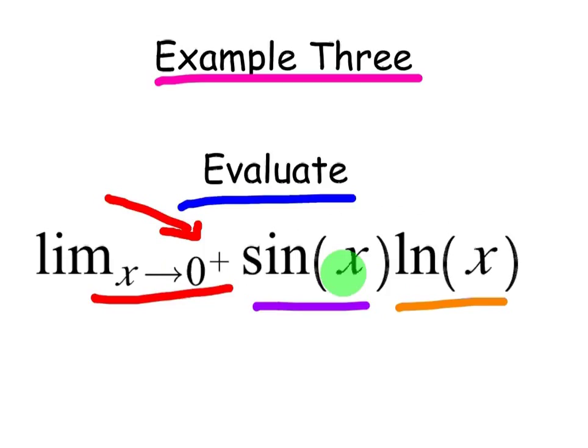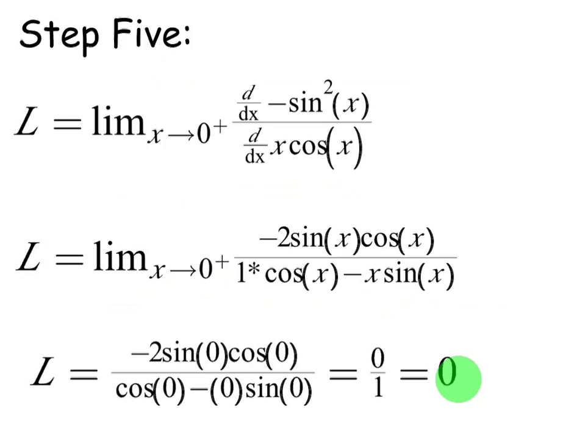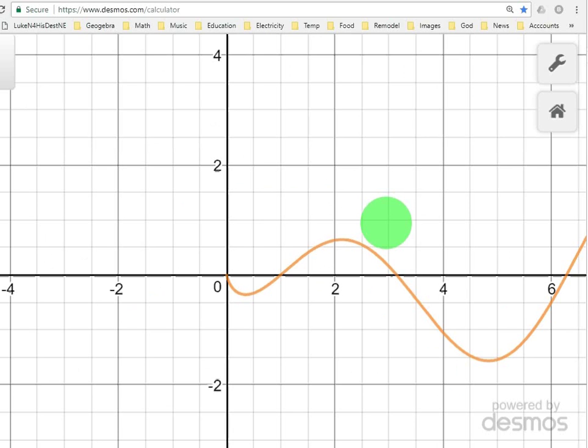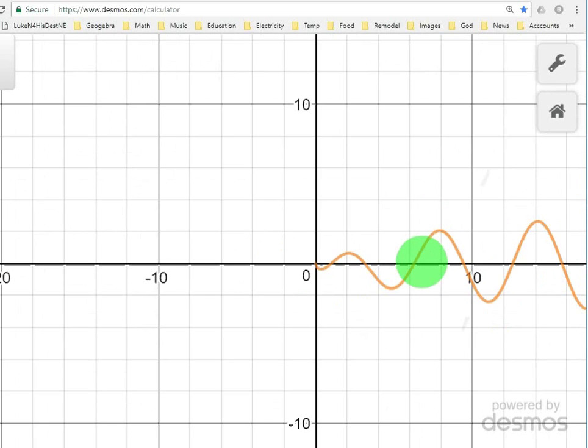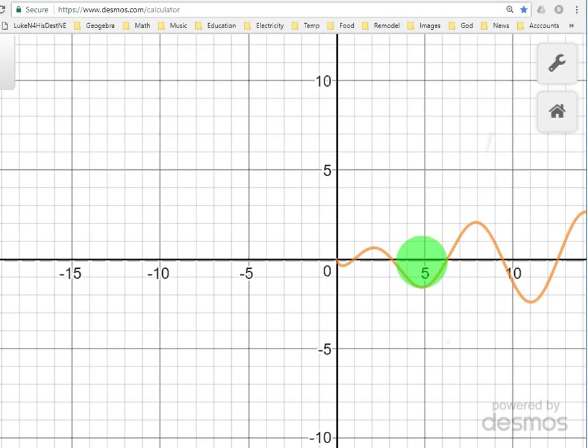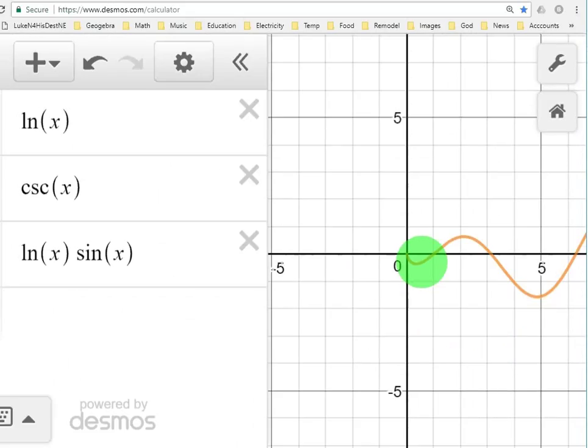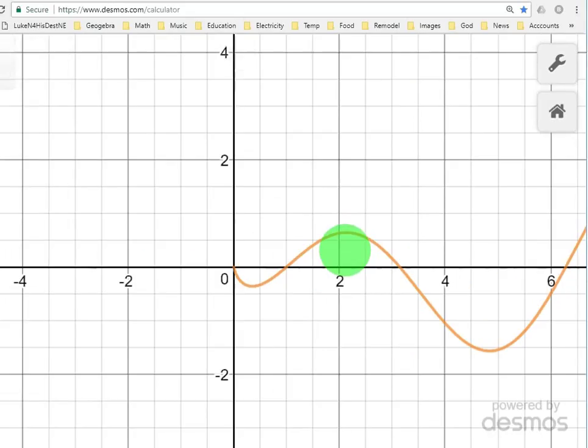Let's graph this function and verify. So we're going to graph sine of x, ln of x, and see that the limit from the right of 0 is 0. All right, here's our function, and to me this is a very aesthetic kind of function. It's kind of funny how the oscillations get bigger and bigger as you move out. Again, this is looking at our function, ln of x, sine of x is the function that we're graphing here. But we can see the limit as x approaches 0 from the right is approaching 0, even though it oscillates.